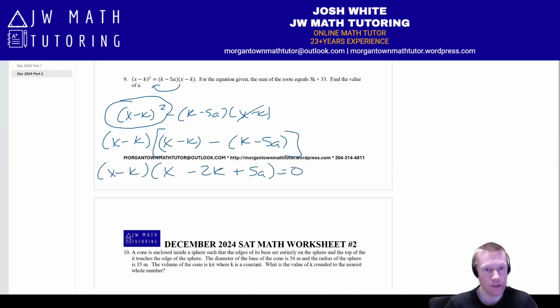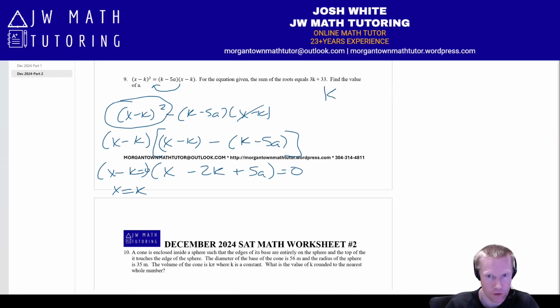Now, since these two parentheses multiply to equal 0, I can technically set each of them equal to 0, solve for x, and those are my two roots. And then I'm going to add them up and set them equal to 3k plus 33. So the first one, obviously, is just going to give x equals k. x minus k equals 0, add k to both sides.